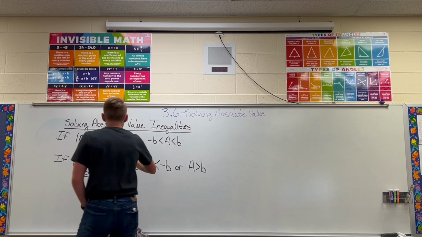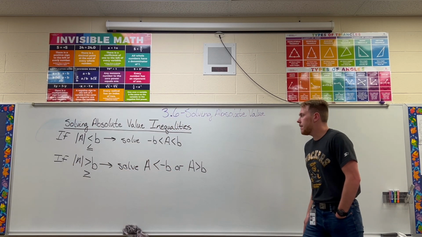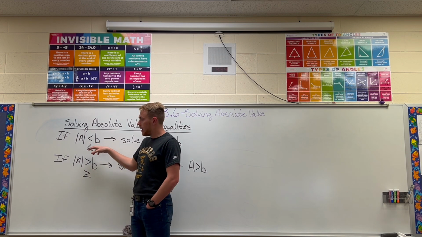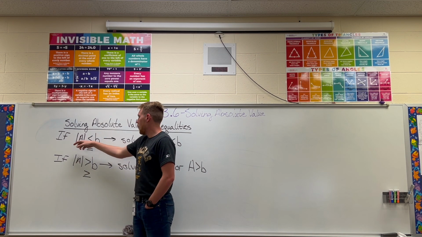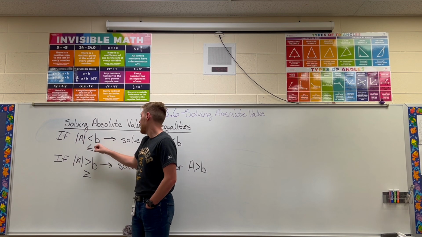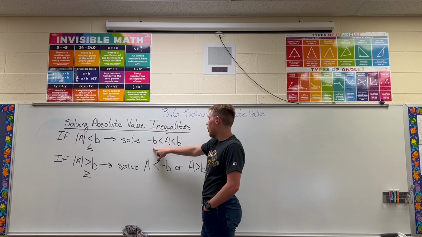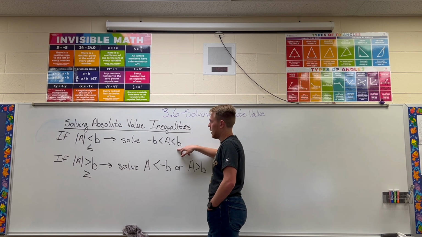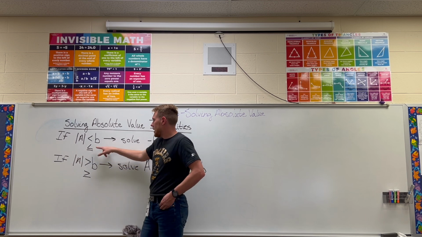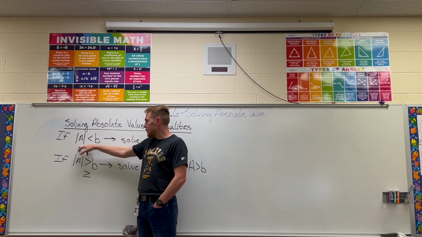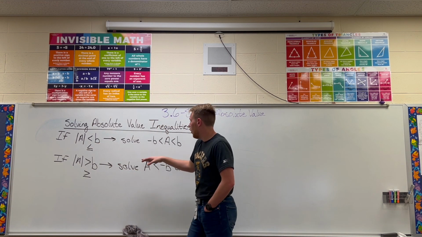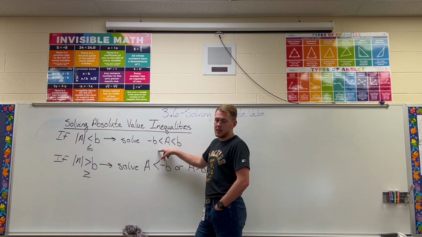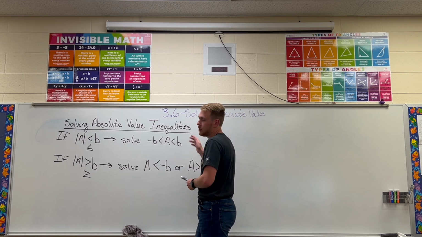Okay, so for solving absolute value inequalities, if the absolute value of A is less than B, or it could be less than or equal to, it follows the same rules. So if the absolute value of A is less than B, you solve it as a compound inequality where A is greater than negative B and it's less than positive B, okay? So if I had the absolute value of x is less than 6, I would solve so that I have x is less than 6 and x is greater than negative 6. And I'll show you in a second.